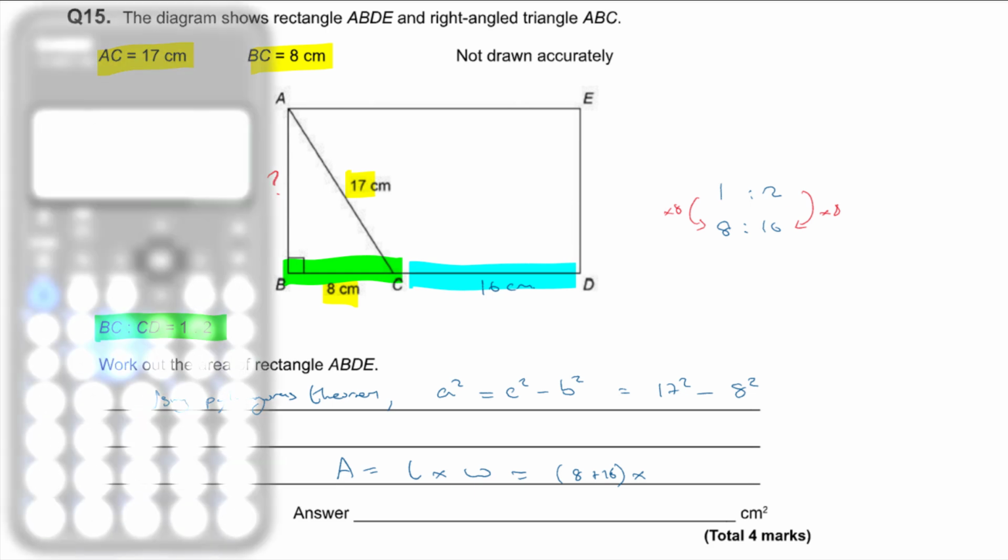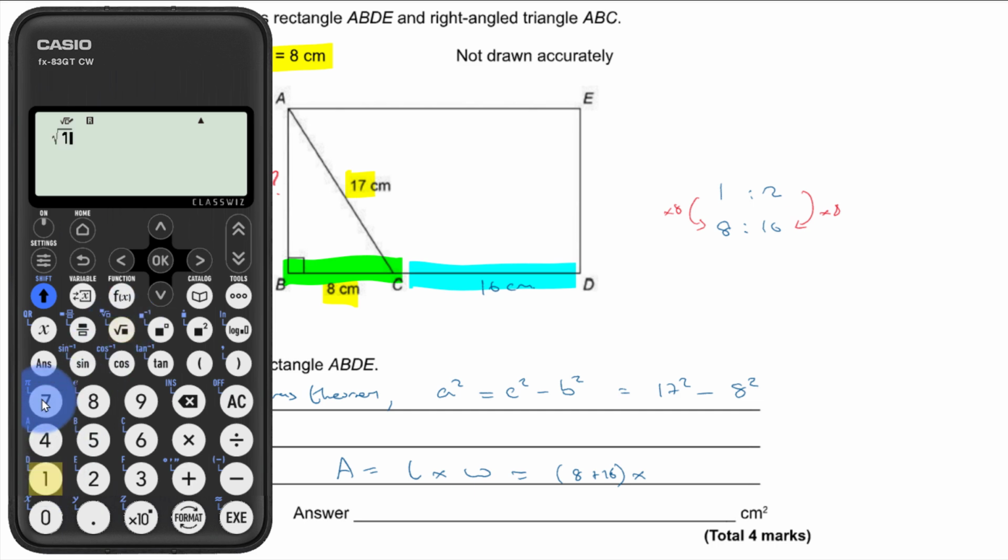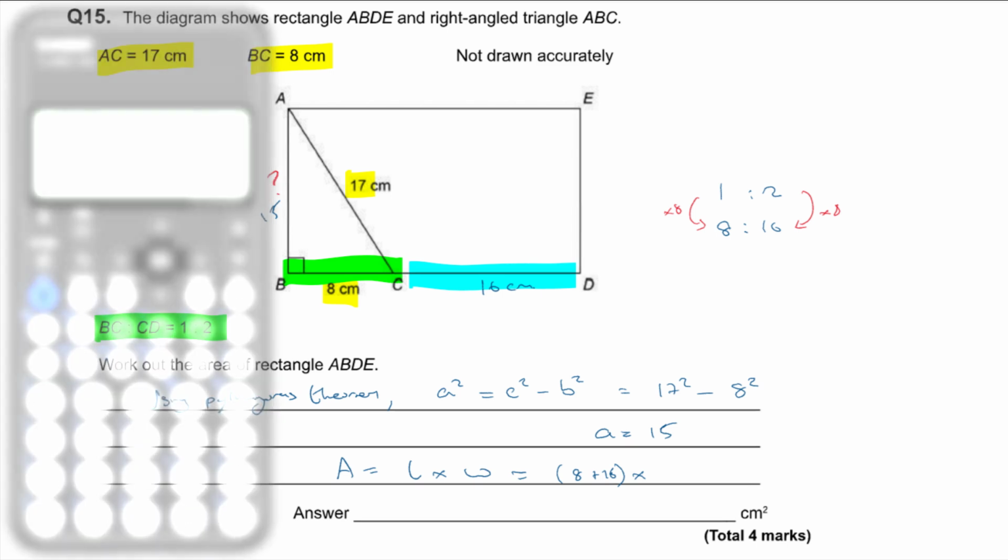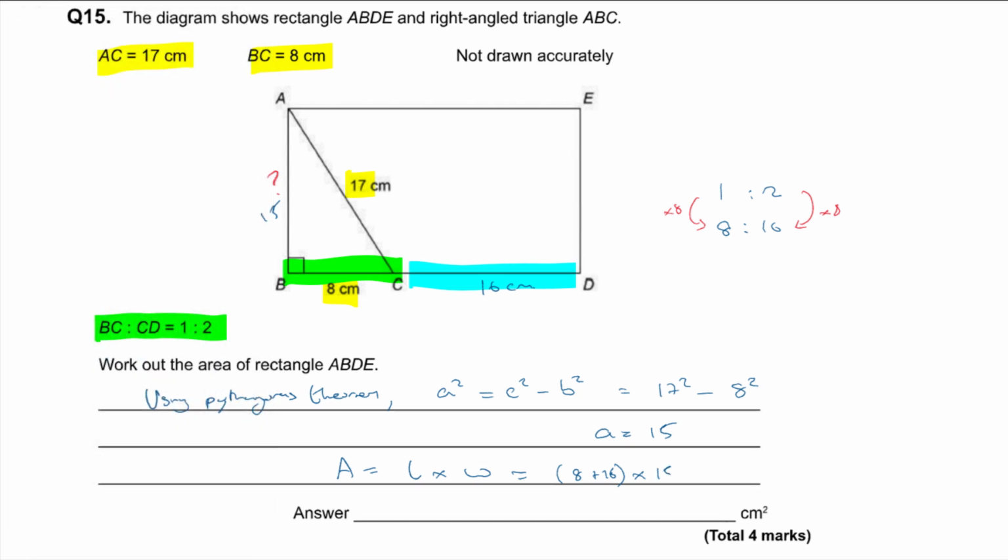So I'm just going to press the root key, and then I'm going to put the 17 squared minus the 8 squared underneath it, and then write down the answer. That's 15, isn't it? So then a is equal to 15. Okay, so that's my side there, 15. So if that's 15, then that's 15 there that I need to multiply my width by.